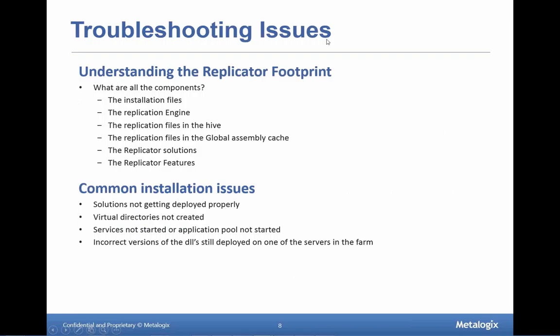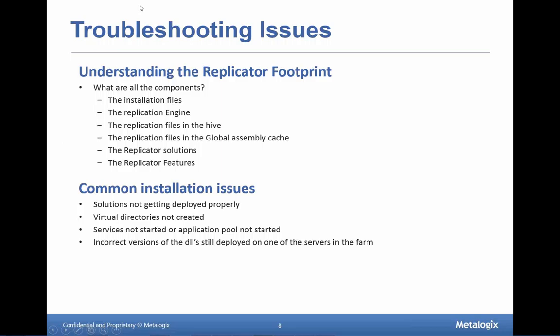Now I'm going to talk a little bit about troubleshooting, then I'm going to go on to one of my VMs and show you these components. Part of troubleshooting is knowing where everything is. So an important thing to cover here is, what are all those components? We have the installation files, the engine, the replication files in the Hive, replication files in the global assembly cache, our solutions, and our features. Then I'm going to talk about some of the common install issues: the solutions not getting deployed properly, virtual directories not getting created, services not starting, or application pools not starting, and an incorrect version of DLLs deployed on one of the servers in the farm.